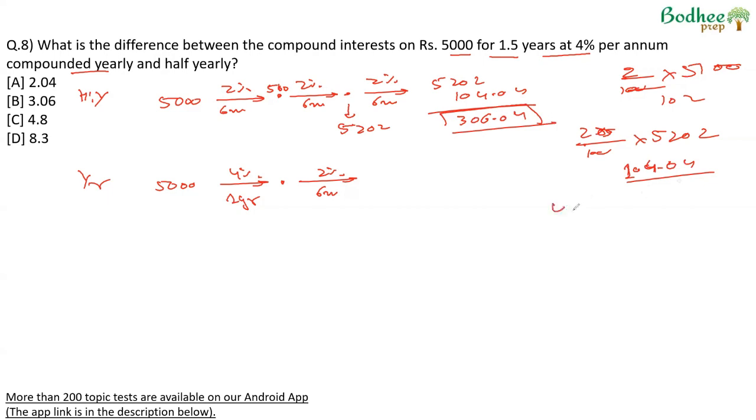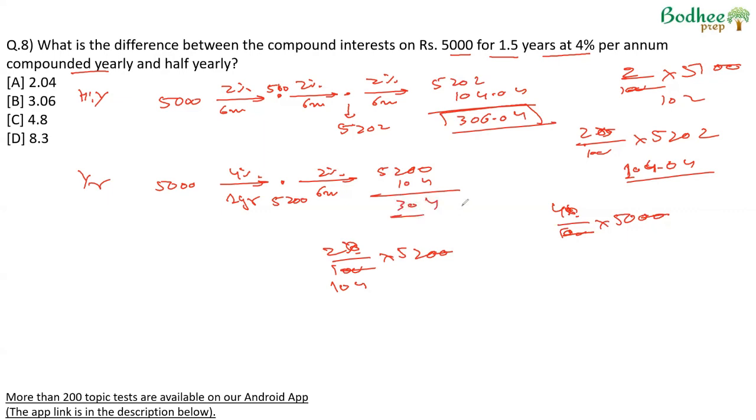In the second case, the yearly interest will be 4% of 5,000, which will be 200. So here the amount will be 5,200. Then we'll get 2% of 5,200, which will come out to 104. And therefore here the amount will be 5,200 plus 104, which is 304. And therefore the difference between the two interests will be 306.04 minus 304.04, that is 2.04 rupees.